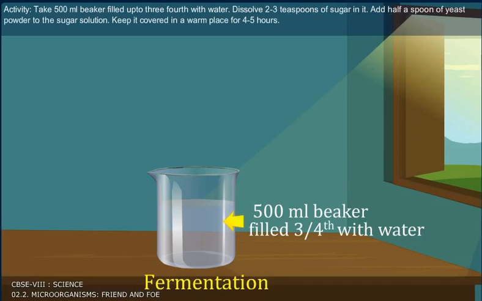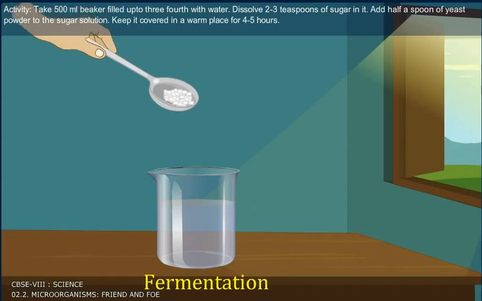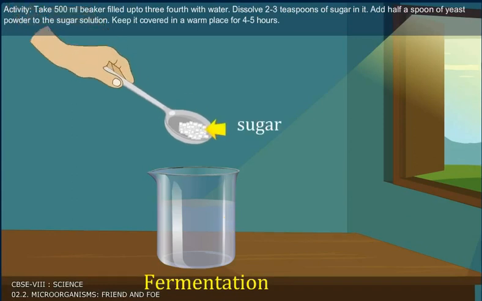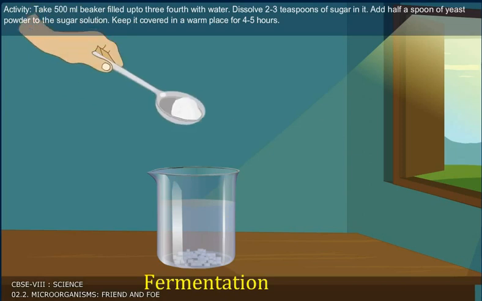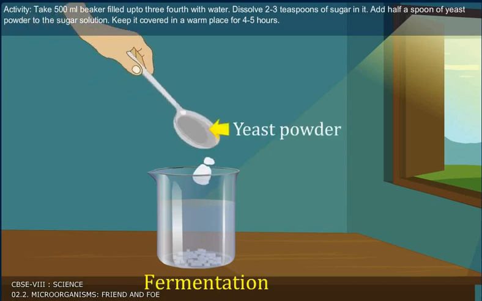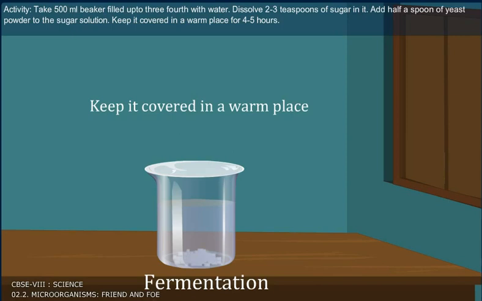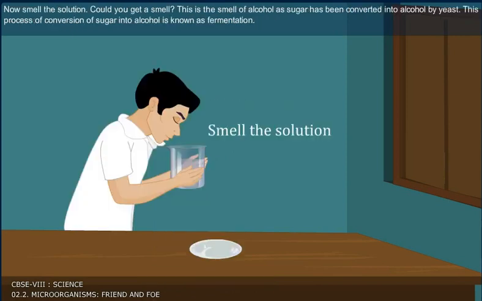Activity. Take a 500 ml beaker filled up to 3/4 with water. Dissolve 2 to 3 teaspoons of sugar in it. Add half a spoon of yeast powder to the sugar solution. Keep it covered in a warm place for 4 to 5 hours. Now smell the solution. Could you get a smell? This is the smell of alcohol, as sugar has been converted into alcohol by yeast.